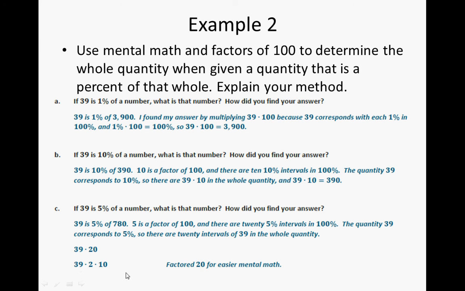Well, you can use some rounding. 39 is close to 40. So 40 times 2 is 80. And since there's a difference of 1, that means that we would have to take away. So that would be, instead of 800, it would be 780. So when we get 78, that would be 78 times 10 is 780.